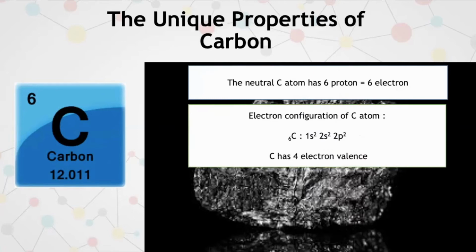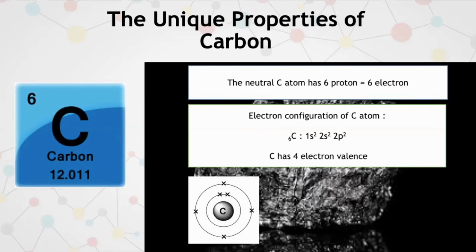From the electrons, we can make the electron configuration of C atom, that is 1s2, 2s2, 2p2. From this electron configuration, we can see that shell number 1 has 2 electrons. Shell number 2 has 4 electrons. So, the valence electron of C is 4.